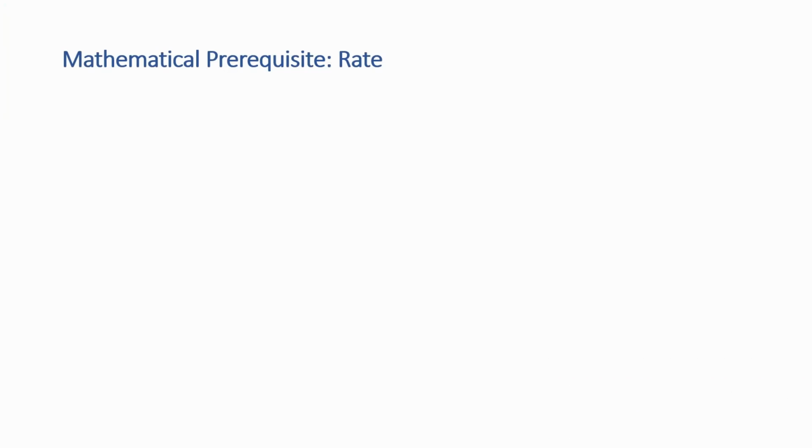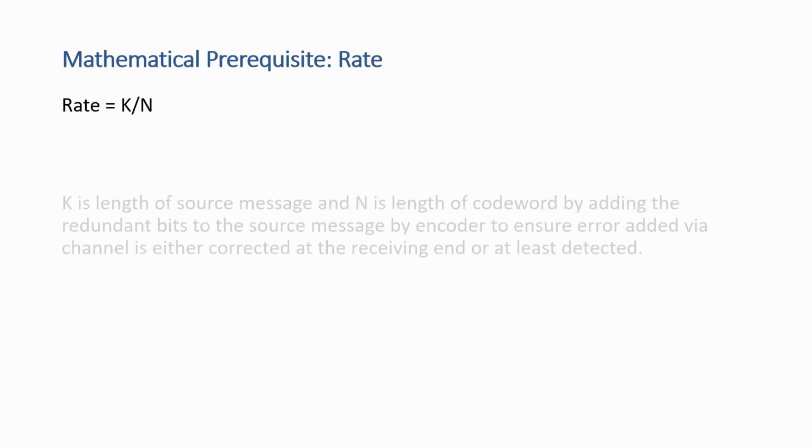I'm Abdullah. I'm here to explain the mathematical prerequisites of Shannon's channel coding theorem, which are required for understanding the proof. The first topic for discussion is rate. Rate is given by the mathematical formula K by N. Wondering what K and N are? I'm here to explain what K and N are.